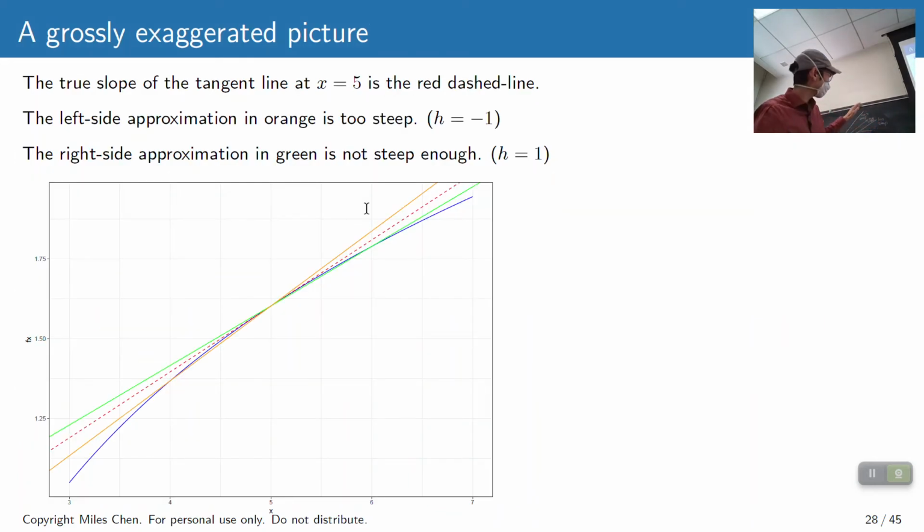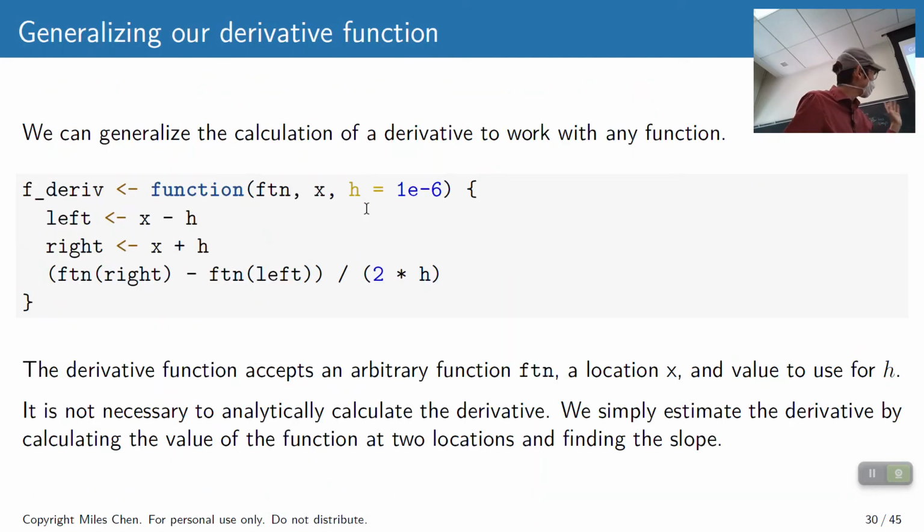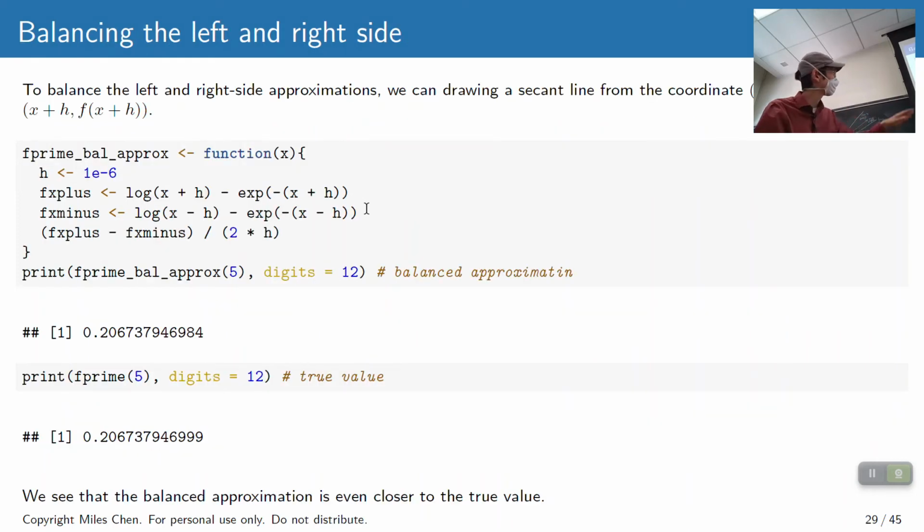So here the right-hand side is less steep, the left-hand side is more steep. That's because this curve at this location is concave down. If we had a function that was concave up, we would have kind of the opposite problem. We would get the right-hand side is more steep and the left-hand side is less steep. It doesn't matter. We've got the balanced approximation looking like this.